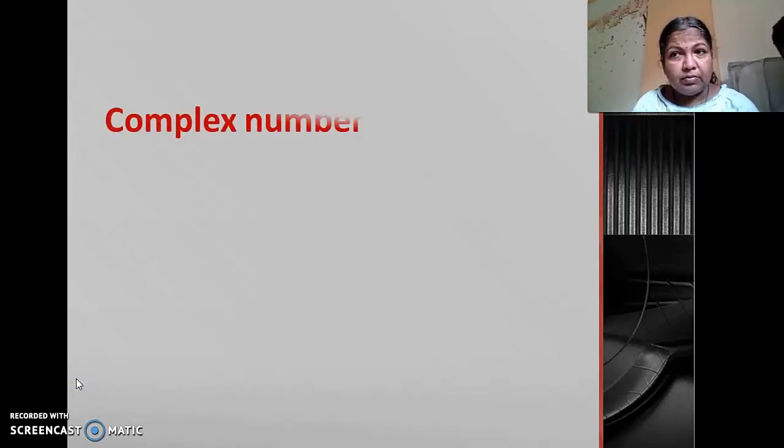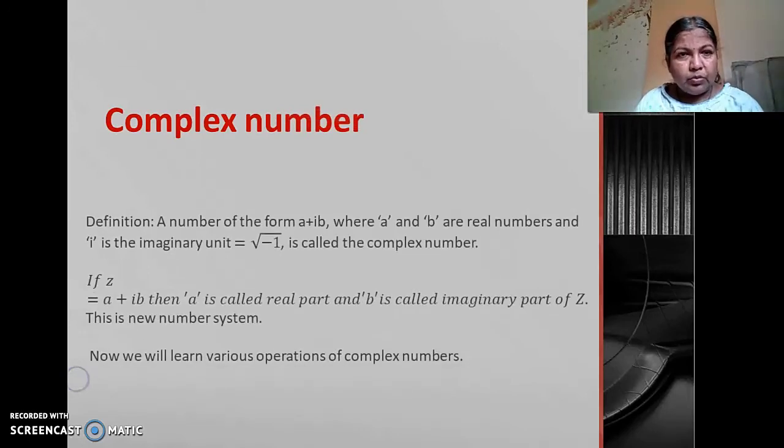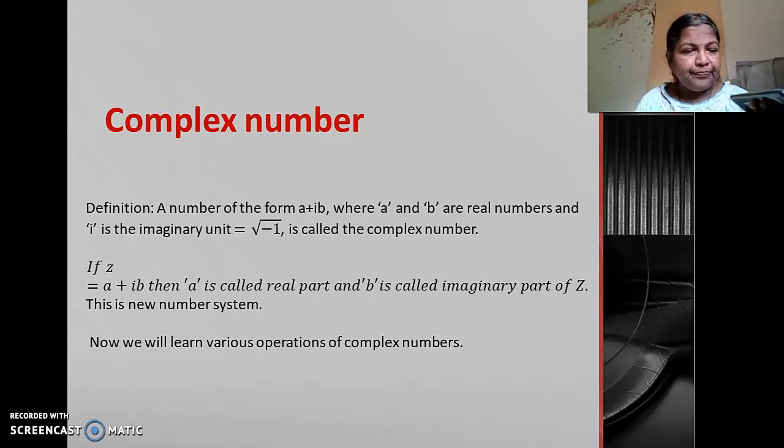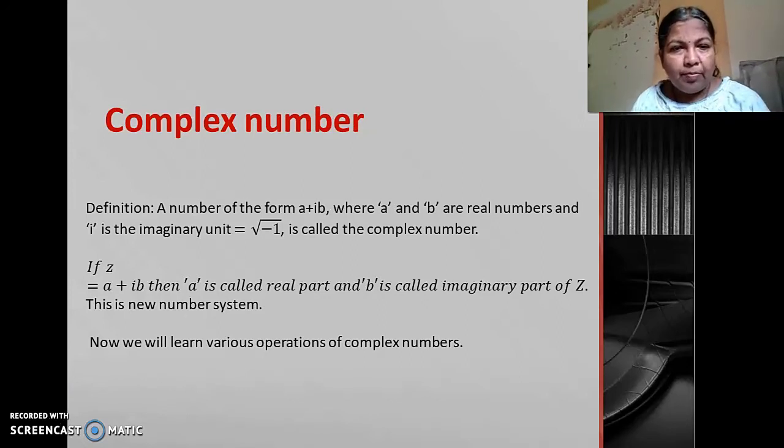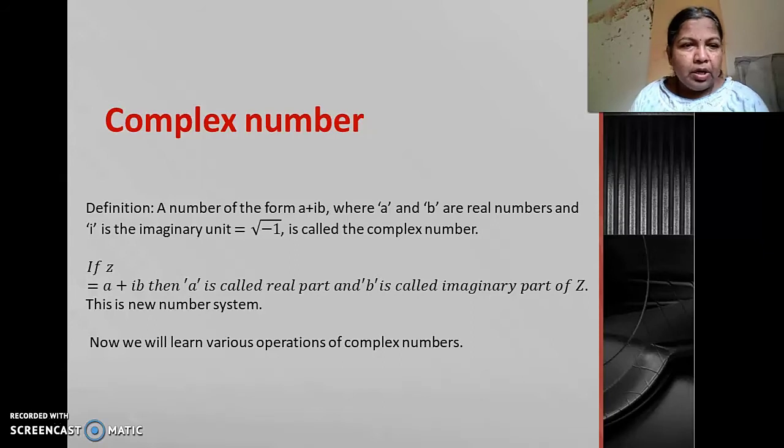Complex numbers. Today we will study something about complex numbers. A complex number is a number of the form a plus ib, where a is a real number and b is another real number. So it is a linear combination of two real numbers with i included in it. Now i has a specific value, that is root of -1, which is not a real number. So a linear combination of two real numbers along with this imaginary value root of -1 is a complex number.